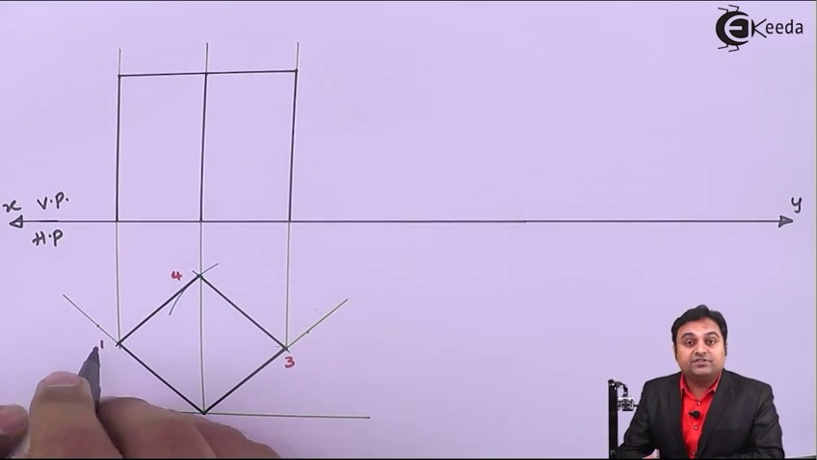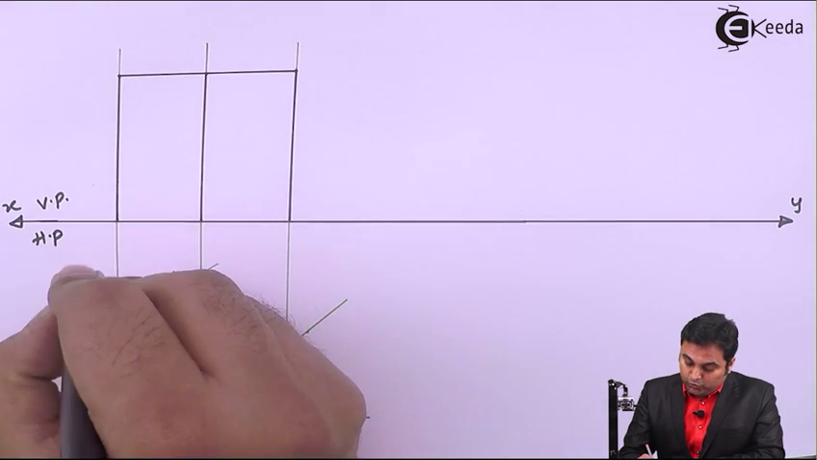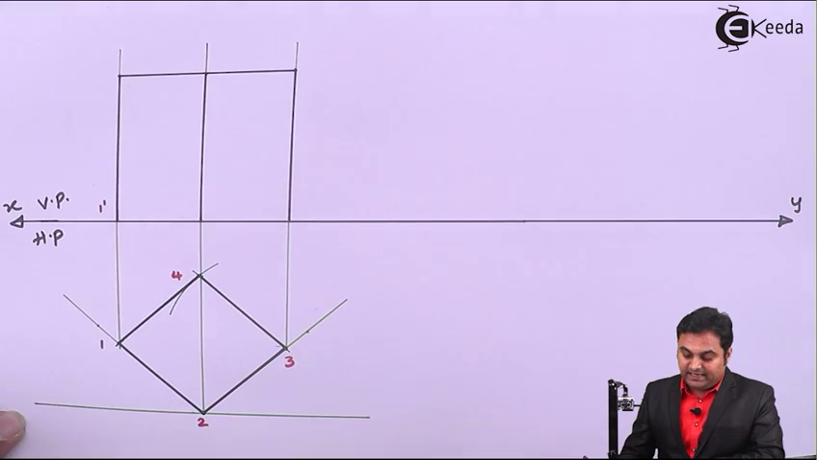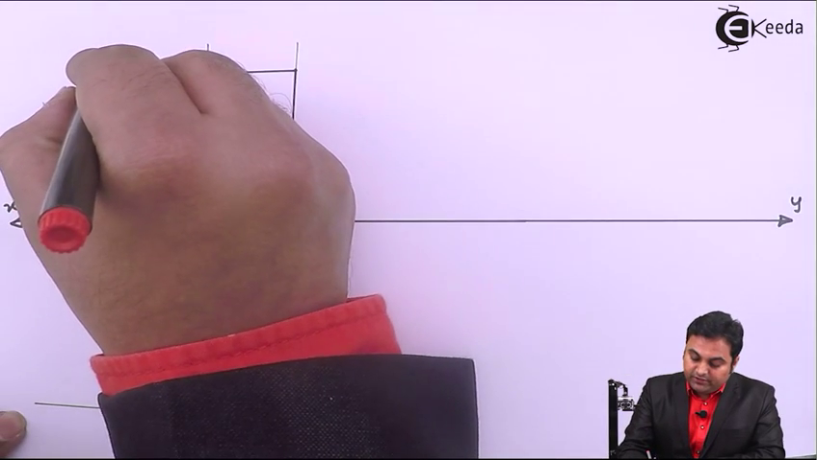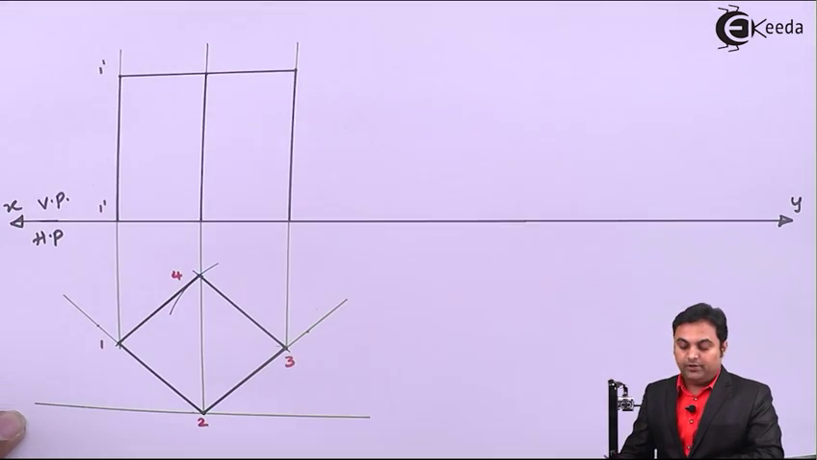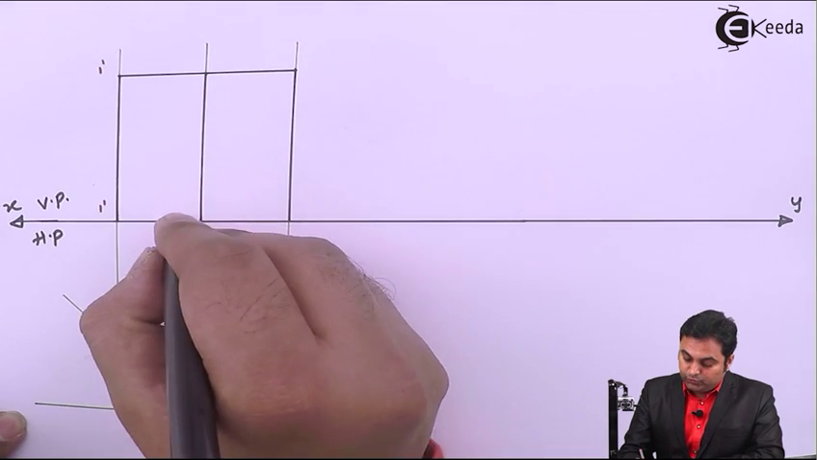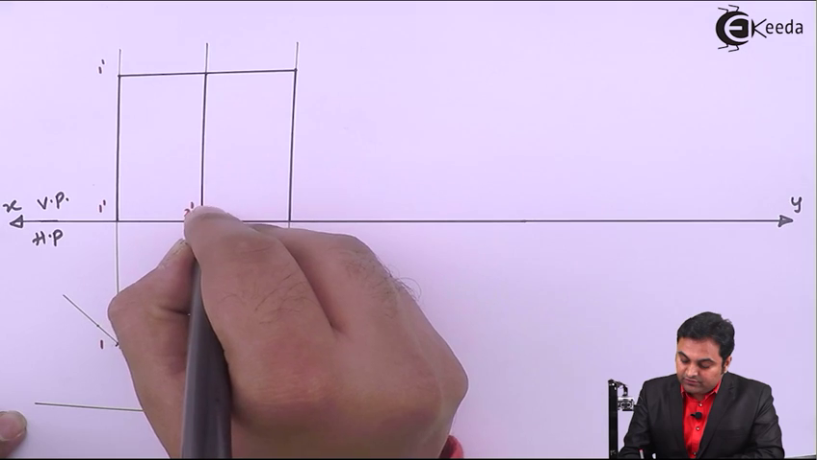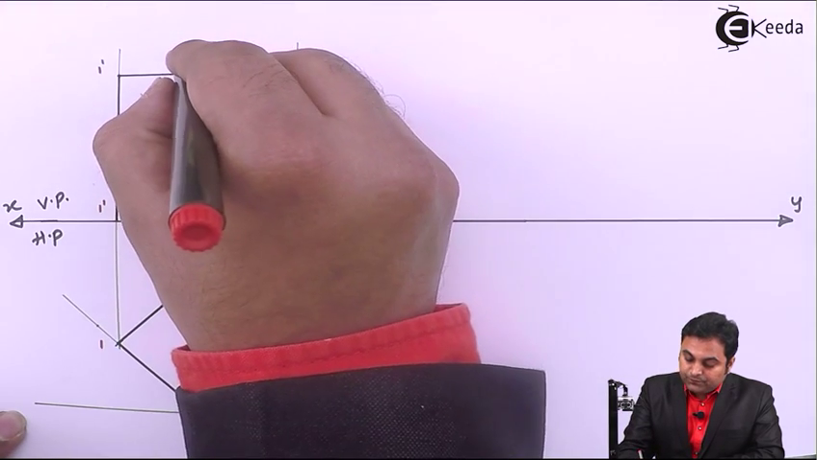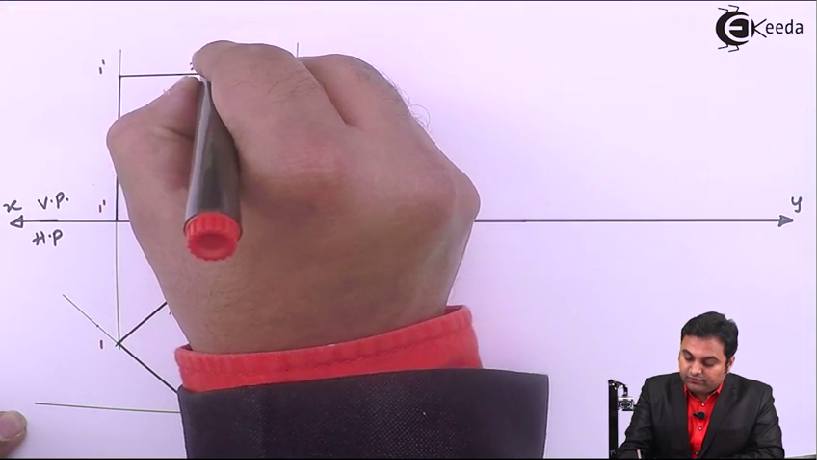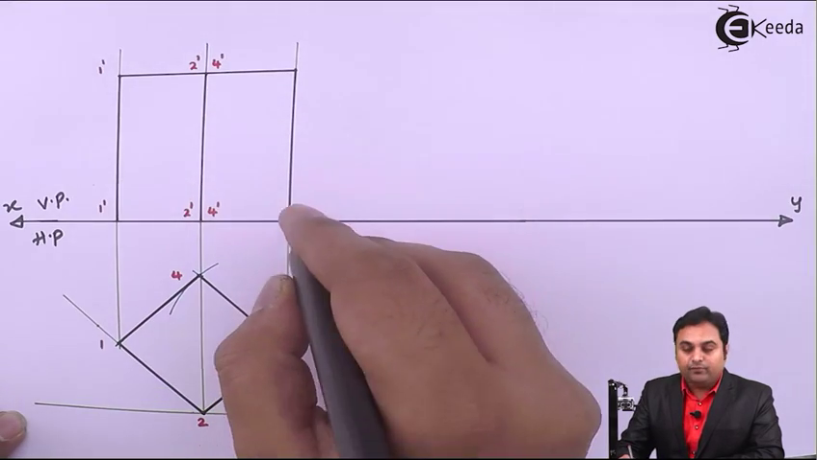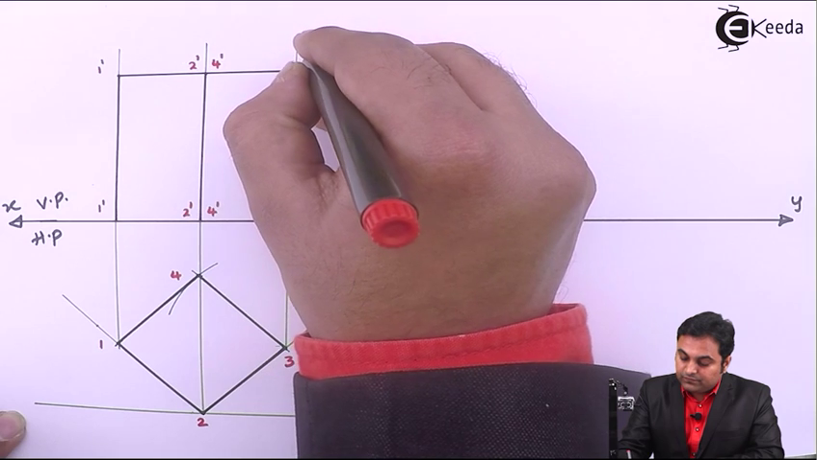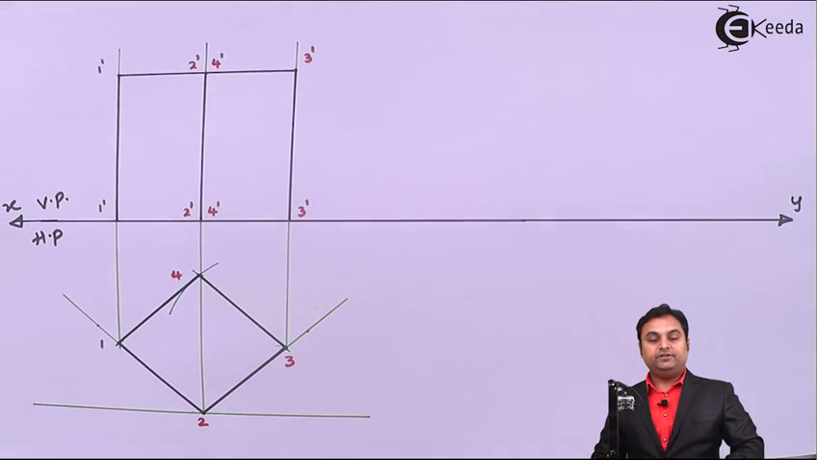Writing the same notations in the front view. So this point 1 in the front view, I'll write it 1 dash. Even there is a square at the top, again 1 dash. Next 2 and 4, they are coinciding, so we have 2 dash, 4 dash. Similarly 2 dash, 4 dash. Here we have point 3, so it is 3 dash, 3 dash, at the bottom, at the top.